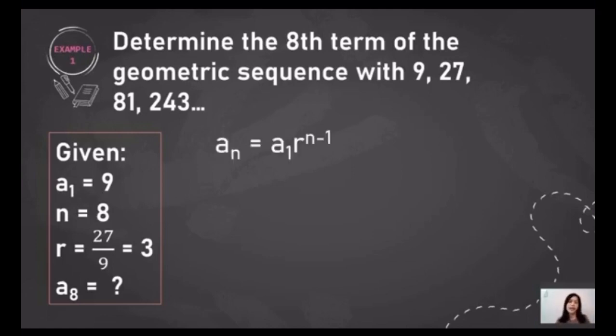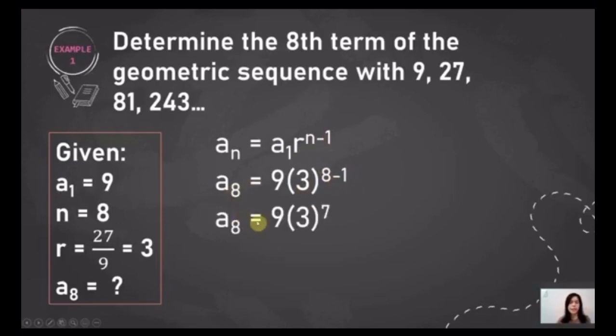Again, our formula, a sub n is equal to a sub 1 times r raised to n minus 1. So we have to change n here into 8. Okay? So a sub 8 is equal to a sub 1, that's 9, our common ratio is 3, and 8 minus 1. After substituting all the given, we evaluate. A sub 8 is equal to 9, copy 9, copy 3, then 8 minus 1 is 7. So, this will become 3 raised to 7.